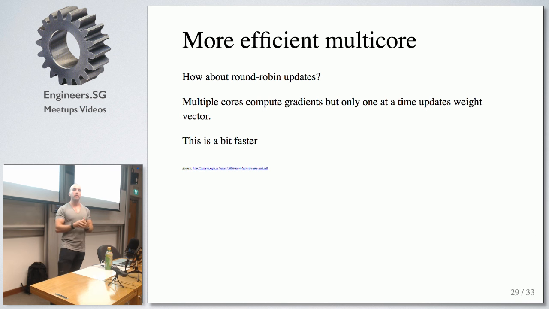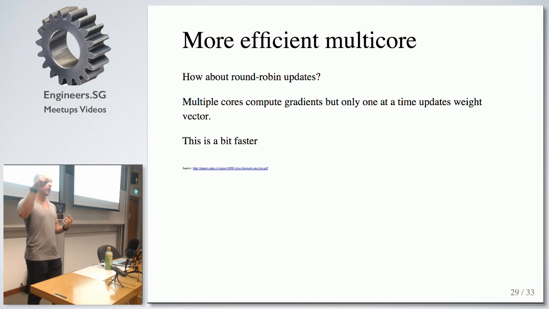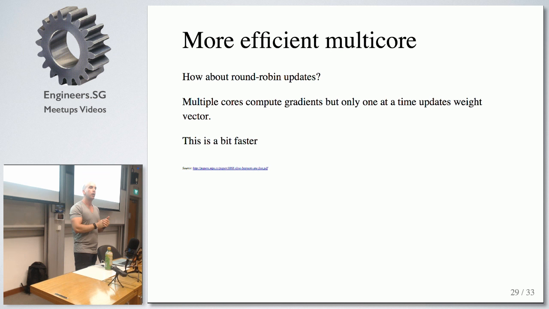So how can we make this faster and use all of our cores? Well, one option would be that we take the locks off of memory and just let the cores update in a round-robin fashion. Or you can leave the locks on the memory, but just synchronize or kind of structure the way they try to update it so that they're not really fighting over it, but they're sort of updating the memory in an organized way. You can do this. It's a bit faster, but not much.